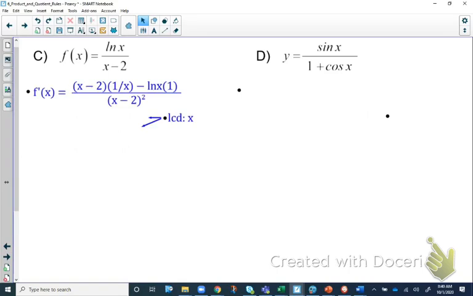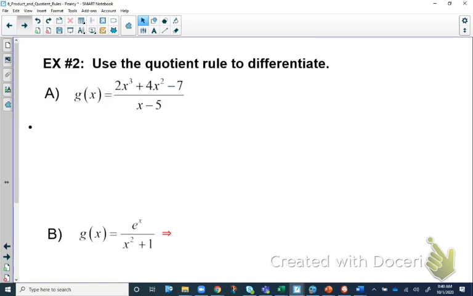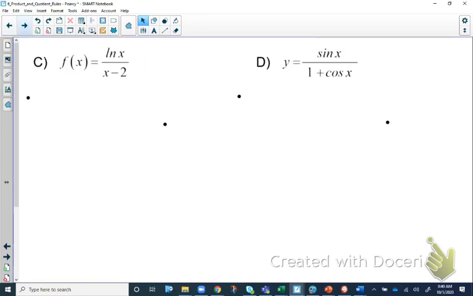So here, oops, I didn't mean to do that. I wanted to write it out, not have things just pop up. So here I'm going to say f prime of x, low D high. So low is x minus 2. The derivative of the numerator would be 1 over x, minus high, natural log of x, times the derivative of the low part, which in this case would just be a 1. And all of that is over low, which would be x minus 2 quantity squared.